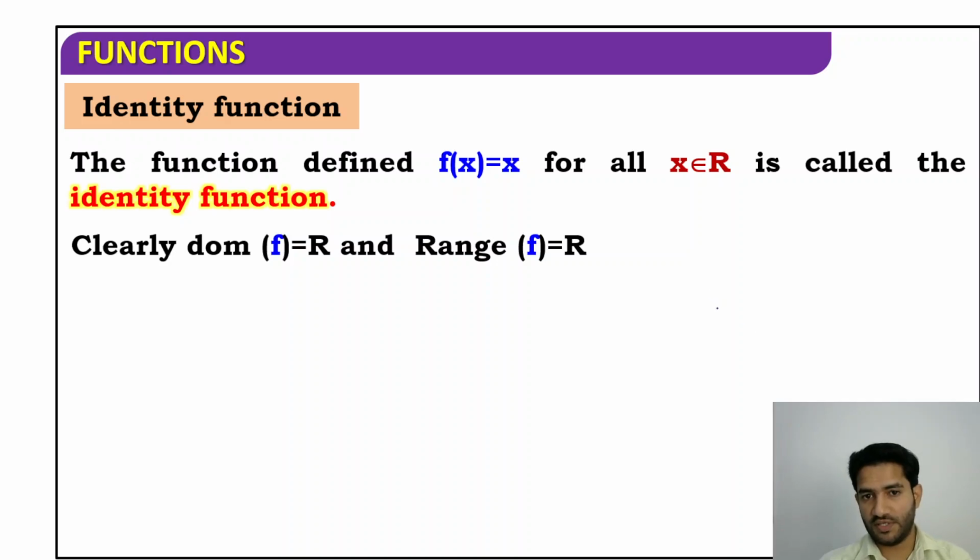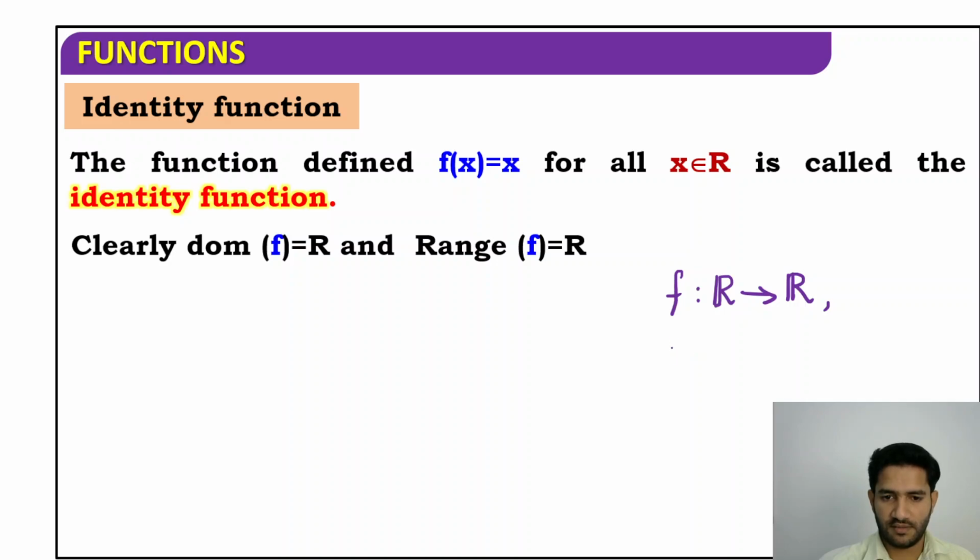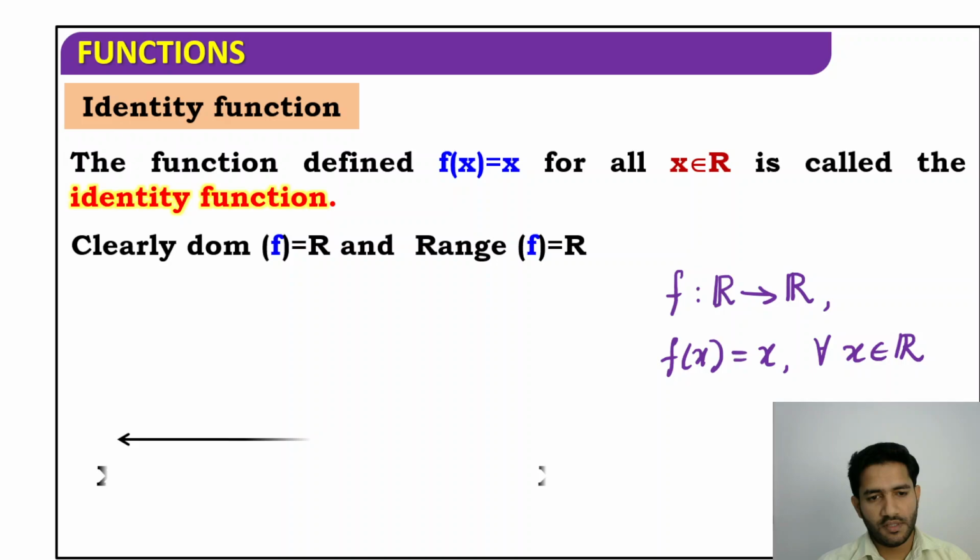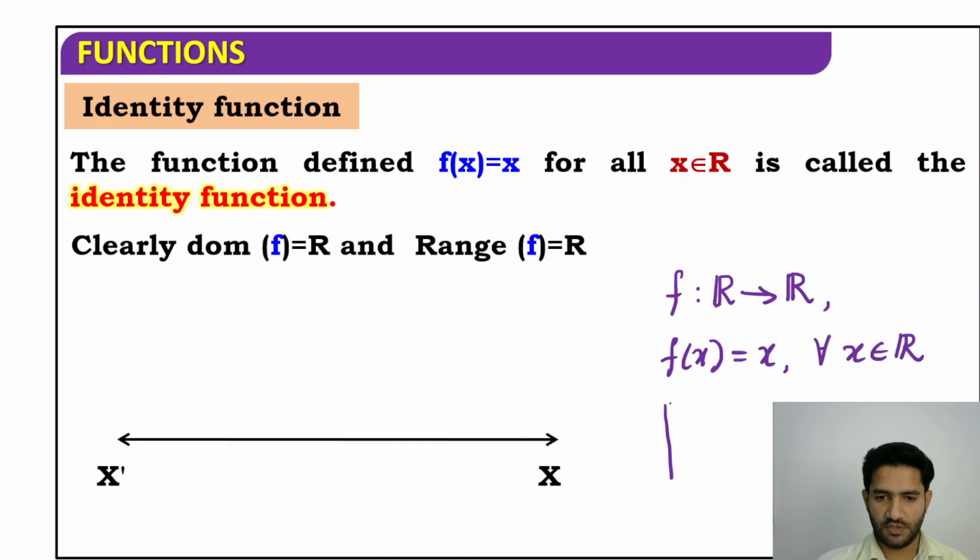We can use the same notations we discussed here for the identity function too. f from the domain R, this is the domain, to the codomain, the second set is the codomain, defined by f of x equal to x for all x belongs to the set of all real numbers. Now we can draw the graph. If you are drawing the table, it will be like this.